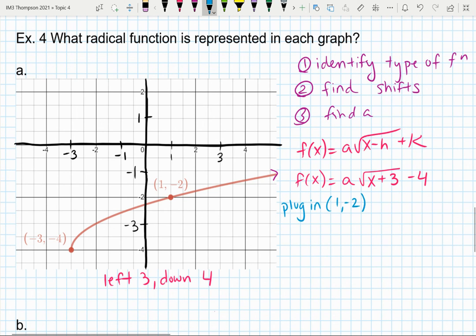So I'm going to plug in some point. I'm going to pick 1, -2 to find a. So f of x is the same as y. I'm looking for a. And this is just going to use some order of operations.